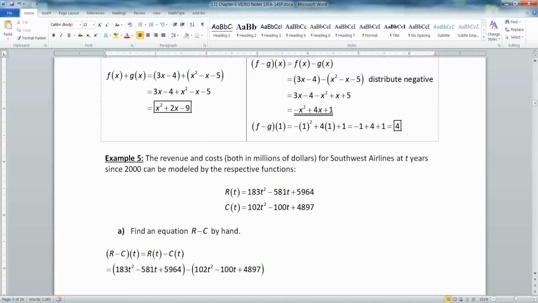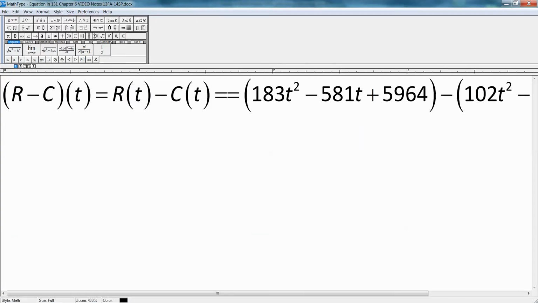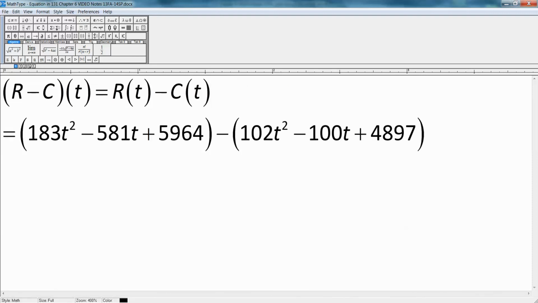Okay, so we're going to find an equation for r minus c by hand. So we're going to find r of t minus c of t. So you're going to take your revenue, your money coming in, and take away your cost. Now, if you're running this company well, this should be a positive thing, right? Because you want to take more money in than you spend. It should work for your budget and your house as well.